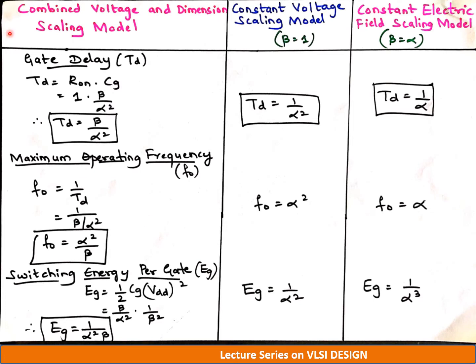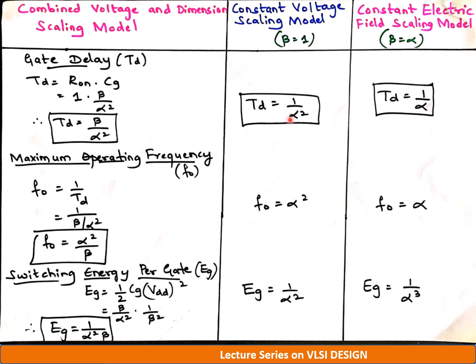The next device parameter is gate delay. Gate delay is given by resistance into capacitance. Resistance is scaled by 1. Capacitance is scaled by beta by alpha square. Therefore, the scaling factor for gate delay is beta by alpha square in the combined voltage and dimension scaling model.